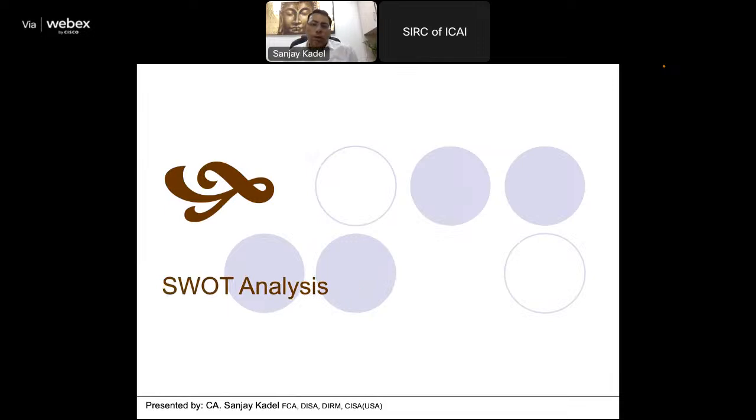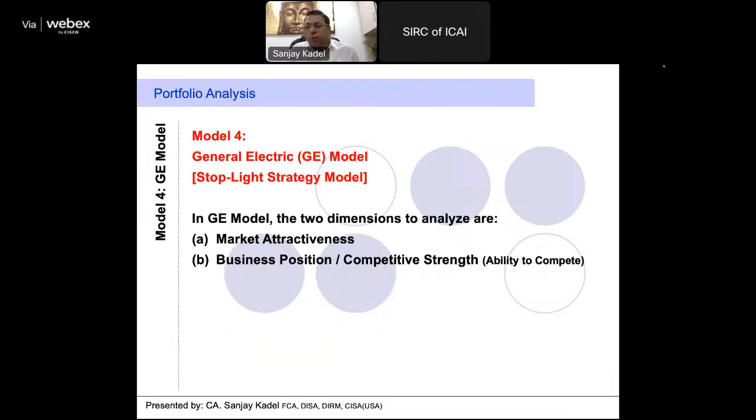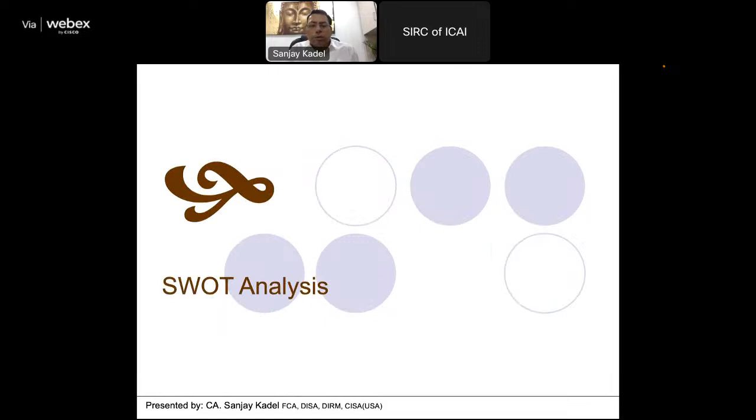So far we have seen portfolio analysis. In portfolio analysis, we have seen 4 models. Now, SWOT analysis. You know very well the meaning of SWOT analysis: strengths, weaknesses, opportunities and threats of a company. When you analyze, you get to know the situation in which the company is. Accordingly, you take your next steps. This SWOT analysis can be done for a person, for a company, for an organization, for a group of persons. It is a universal concept. You can apply it to any entity.